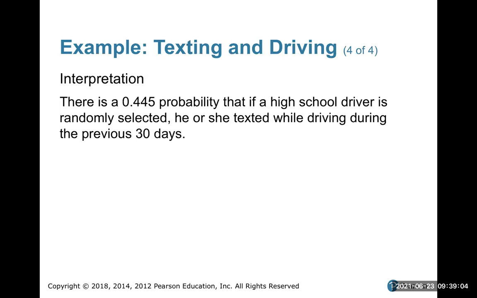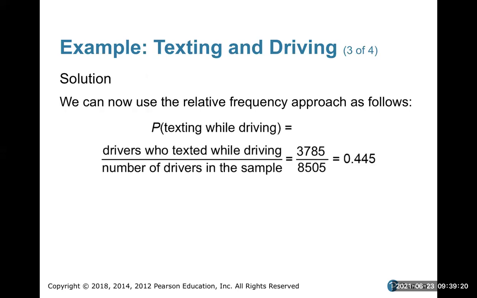Okay, 0.445 probability that if a high school driver is randomly selected, she or he will text while driving. Make sense? So you add them first, and then you divide your favorite by your total, right?